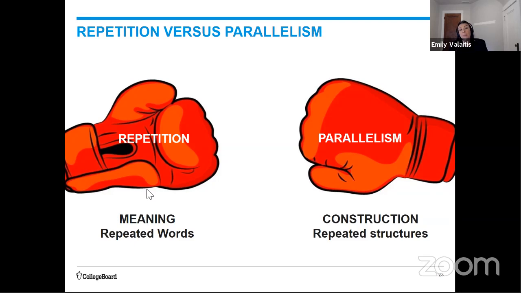Whereas with parallelism, yes, it is a form of repetition, but it's really more about the grammatical construction and those repeated structures and how those repeated structures create a rhythm. So repetition is more about the emphasis. Parallelism is more about the rhythm and that grammatical structure.